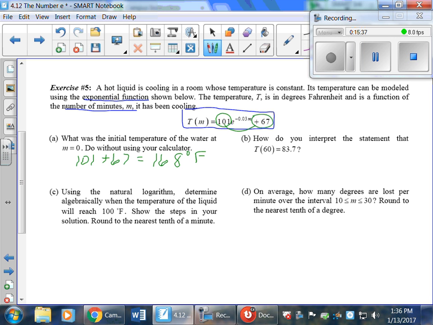How do you interpret the statement that T of 60 equals 83.7? So I'm going to remind you that this represents your minutes. So basically, you're going to write that in 60 minutes, the temperature of the liquid is 83.7 degrees. So being able to interpret what the question is asking and what information is given is just as important as getting the problem correct.